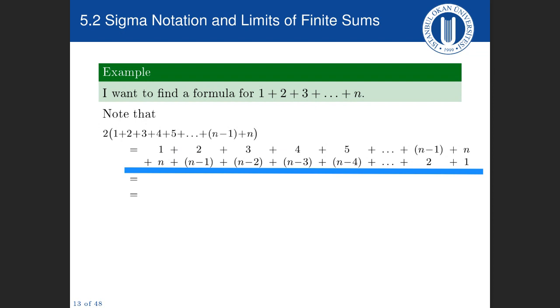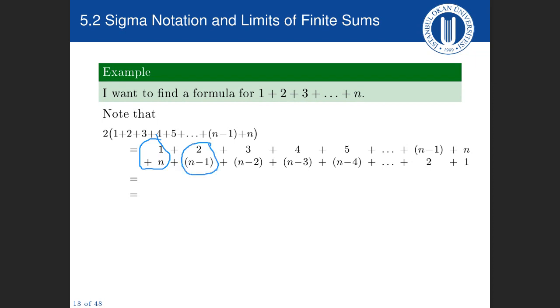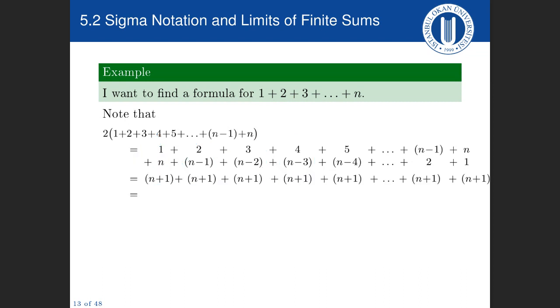So n plus n minus 1 plus n minus 2 plus ... plus 2 plus 1. And the reason I'm doing this is because if we look at the numbers that are on top of each other, 1 plus n, and then 2 plus n minus 1, what's that? 3 plus n minus 2, what's that? 4 plus n minus 3, what's that? All of these are n plus 1. I have n plus 1 plus n plus 1 plus n plus 1 plus etc.